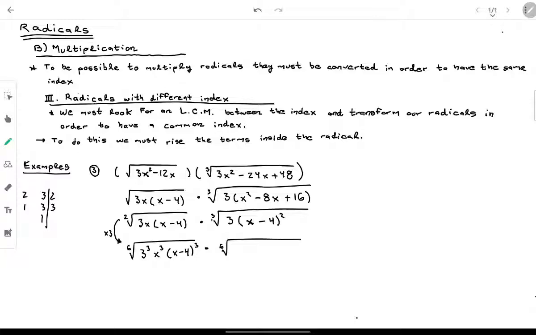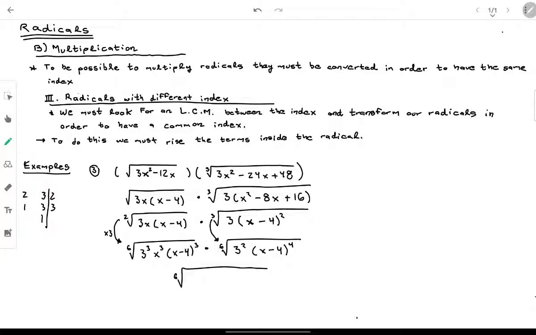What happens on the other one? For 3 to become 6, we need to multiply it by 2. So we will raise them to the second power. So it's going to be this one to the second, this one to the 4, because 2 times 2 is going to be 4. So now we can put it in a single root.